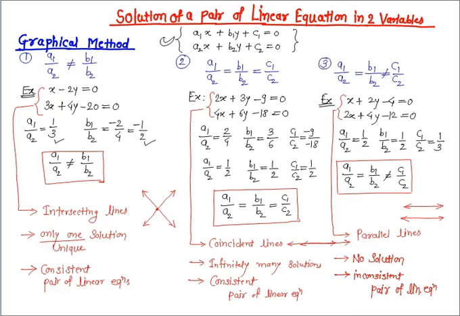Second condition, we have a1 by a2 equals b1 by b2 equals c1 by c2. For such a pair of linear equations, the graph will be coincident lines and it will have infinitely many solutions and it will be a consistent pair of linear equations. Third is a1 by a2 equals b1 by b2 not equal to c1 by c2. For such a pair of linear equations, the graph will be parallel lines and it will have no solution and it is called an inconsistent pair of linear equations.